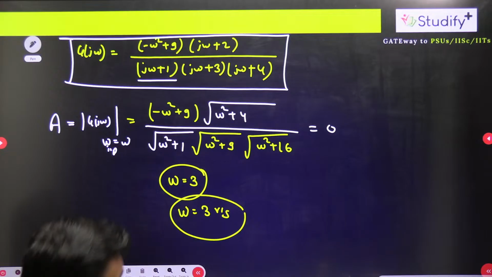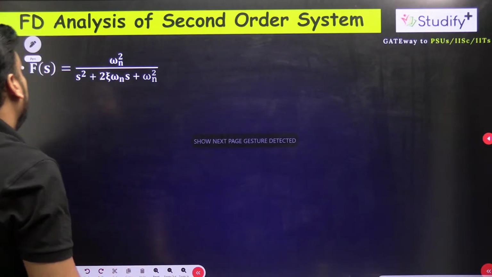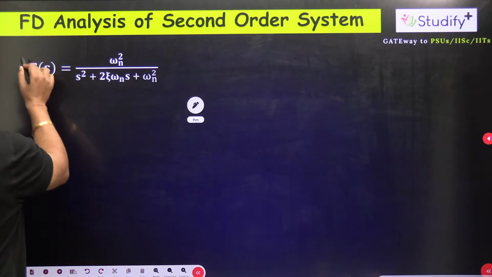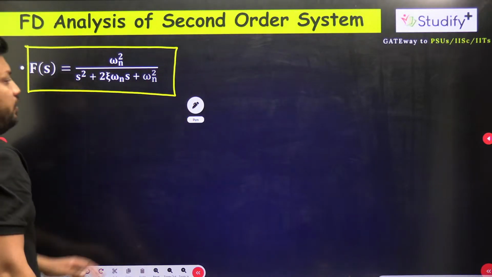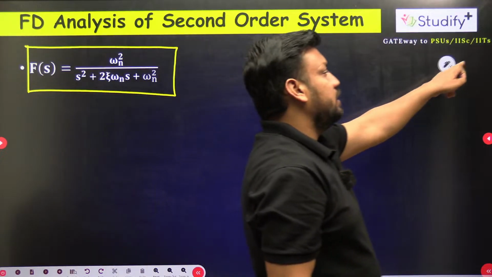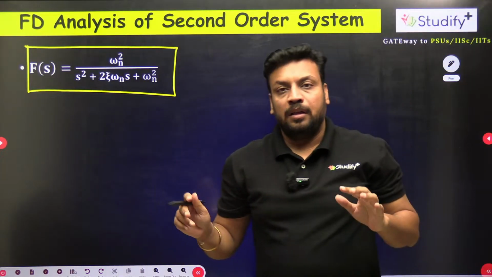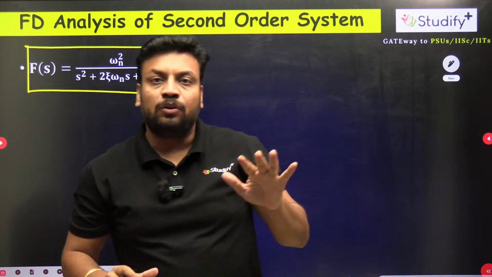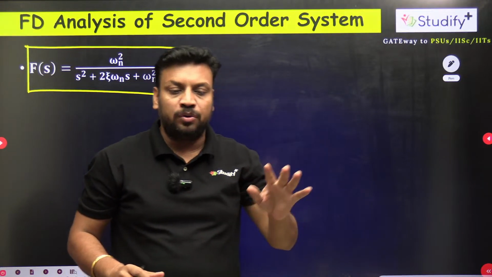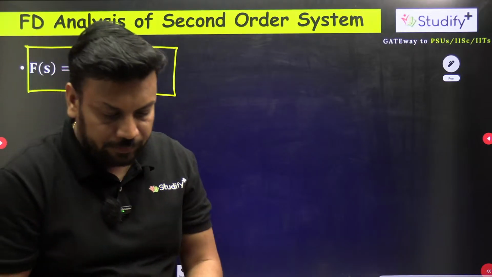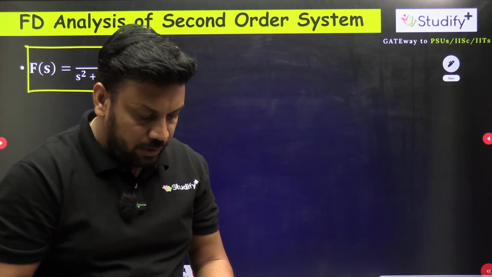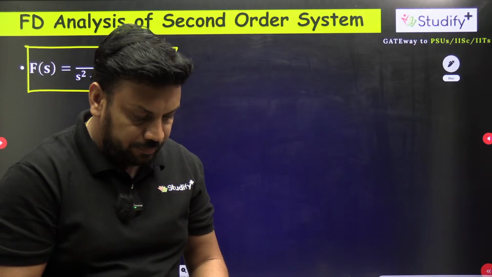Done? Chal. So now student, next slide. Next you should make a heading: frequency domain analysis of a second order system. Here we will discuss the resonant peak and resonant frequency, as you can see in the title of this session. जैसा कि सेशन के टाइटल में लिखा है, resonant peak, resonant frequency we are going to discuss here.